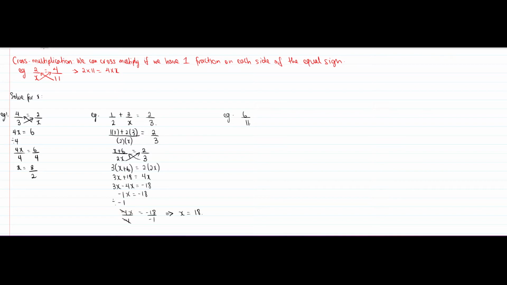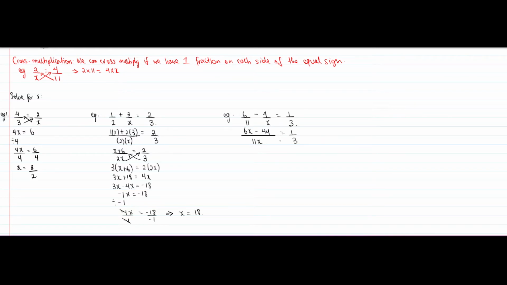6 over 11 minus 4 over x is equal to 1 over 3. So I'll do the same thing again. I will calculate my LCM on the left hand side and I will express these two fractions as one fraction. So my LCM will be 11x. So again, if you want to go through the long way, by all means, go ahead and go through the long way. This becomes 6x minus 44 is equal to 1 over 3.